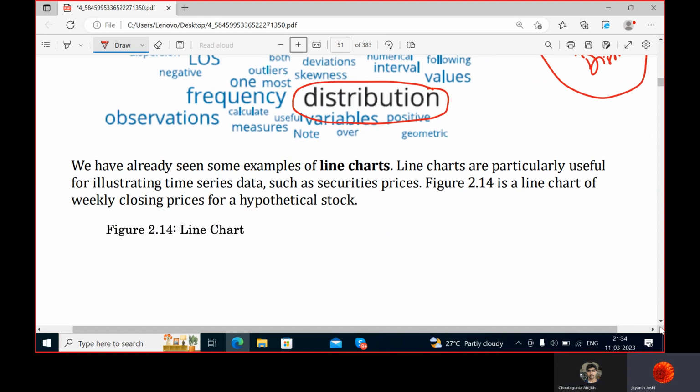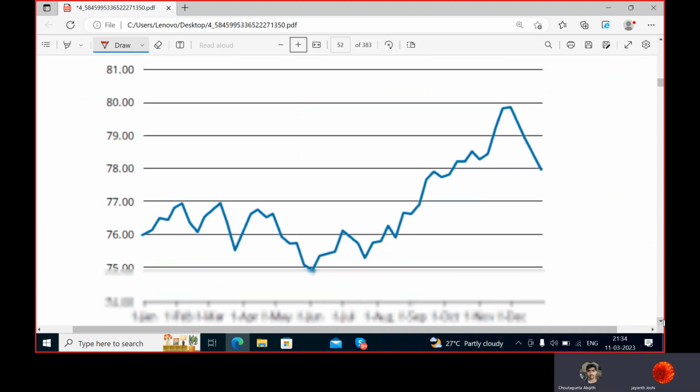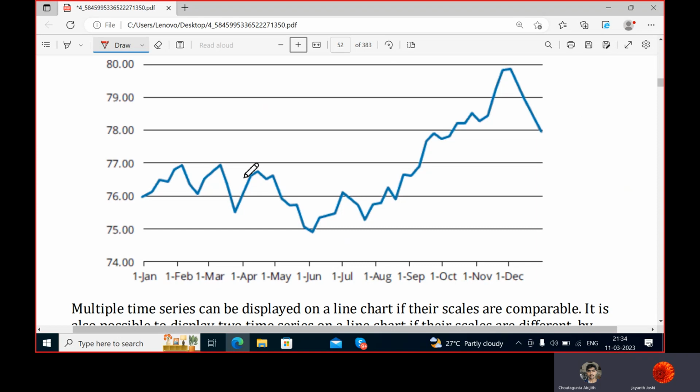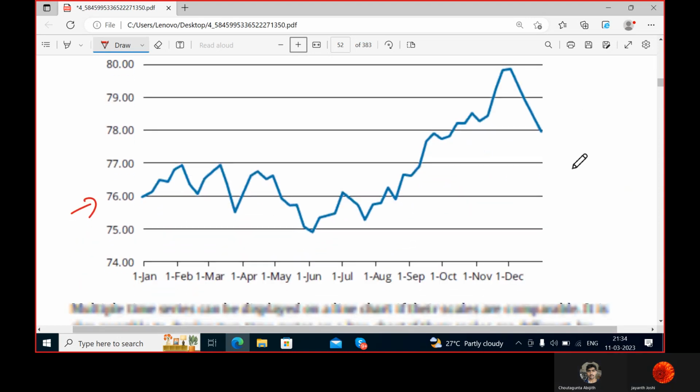Now we'll see about the line chart. So this is a line chart. What does it show? Whenever you see the pulse rate, whenever you see the stock returns, you generally see this line chart. Am I right? It shows the increase or decrease, the peaks and troughs show the fall or the rise in the stock returns. Correct. So that is what the data shows.